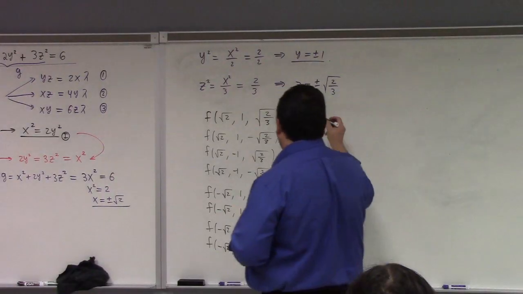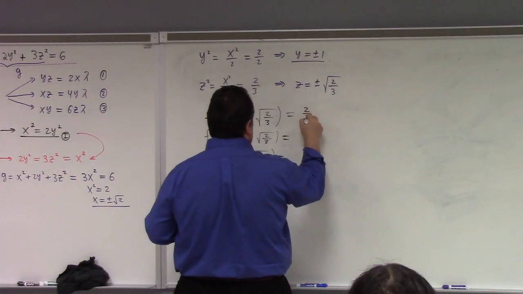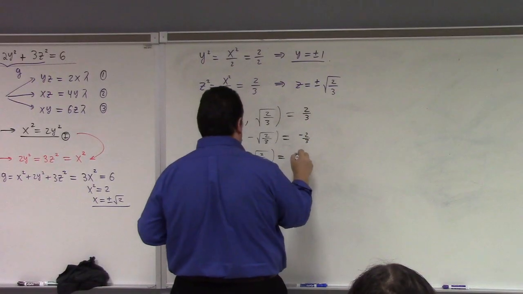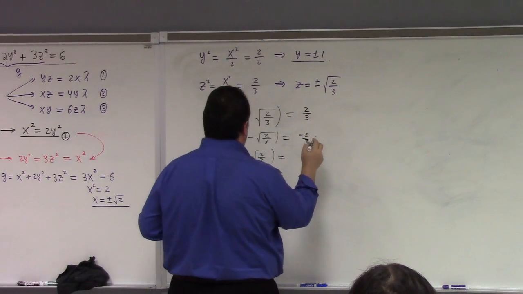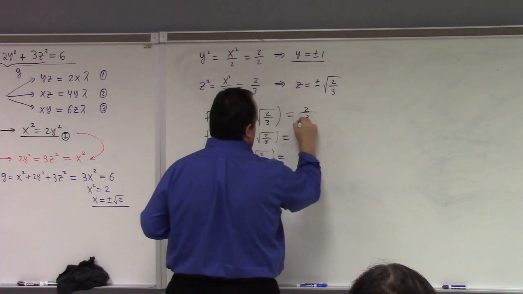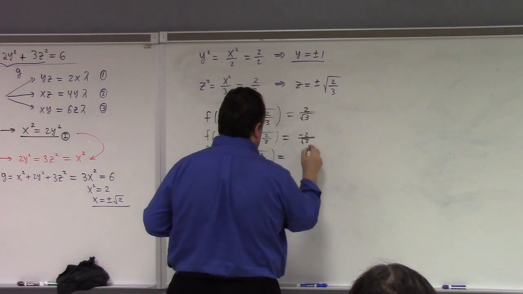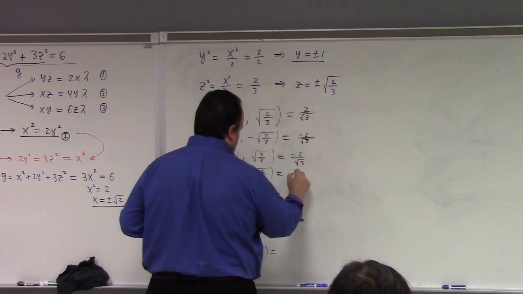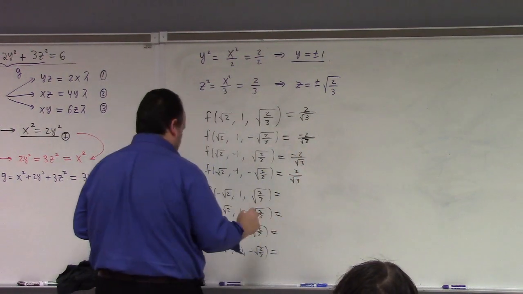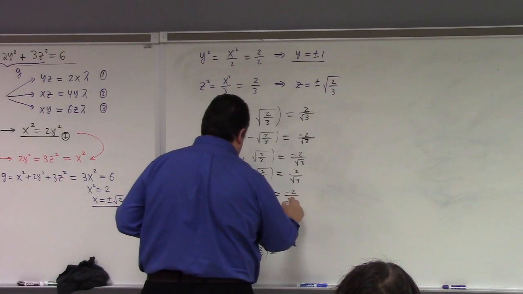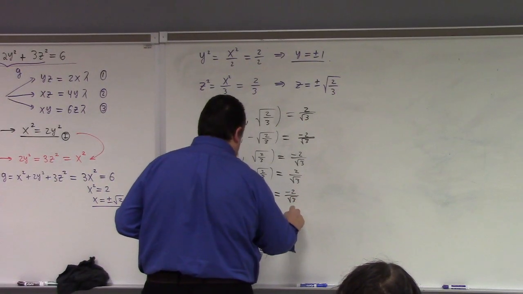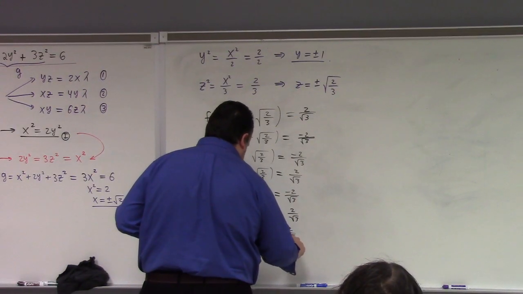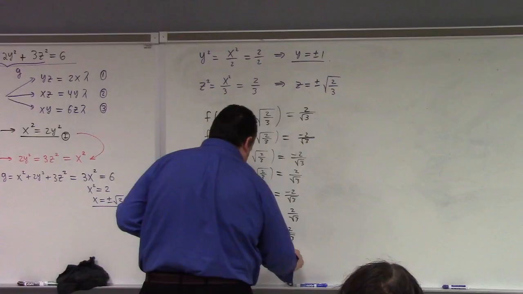And so that's like, we got what? 2 over 3, minus 2 over 3. I meant square root of 3. I'm an idiot. Let's see here. Square root of 3, 2 over square root of 3. Minus 2 over square root of 3. 2 over the square root of 3. Minus 2 over the square root of 3. 2 over the square root of 3. Minus 2 over the square root of 3.